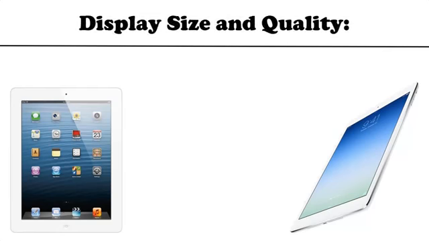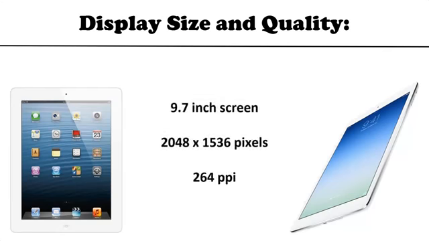Now, another big thing is the display. Again, we have the same exact specs here. There's no change. So both displays are 9.7 inches, and they come with a whopping resolution of 2048 by 1536 pixels, which brings the pixels per inch to 264 ppi.